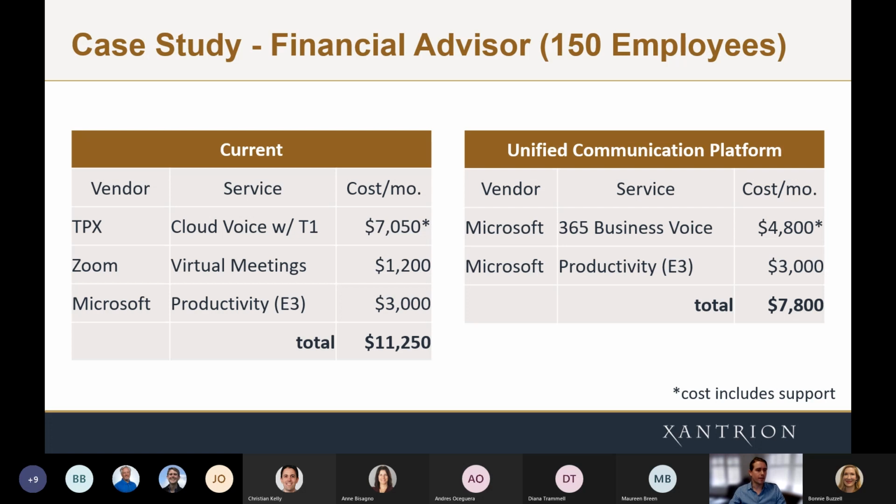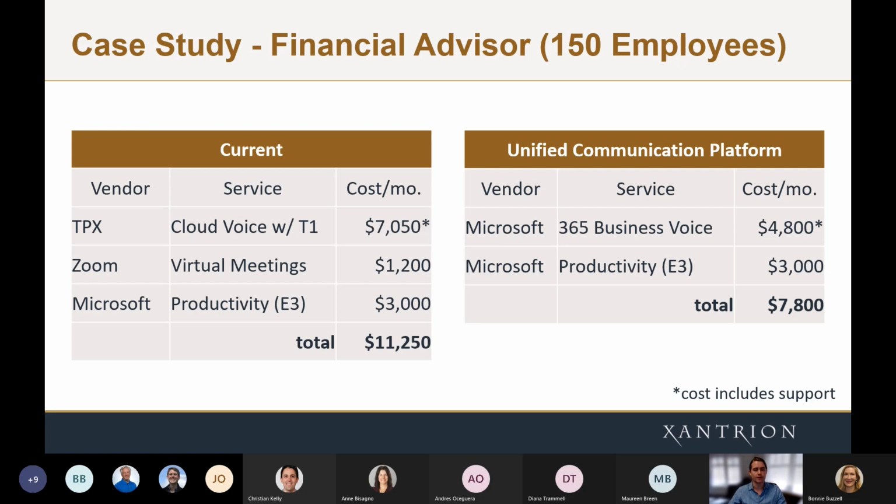And then they also have Microsoft Office 365 E3 licensing for productivity. So this is their Microsoft Office suite, Microsoft Teams, and other cloud services like SharePoint, email, OneDrive, etc. All that comes in the E3 base package, which they already have. Most of Xantrion's clients have this E3 license or something very similar to it today. So this is kind of a good real-world example of a 150-person company.